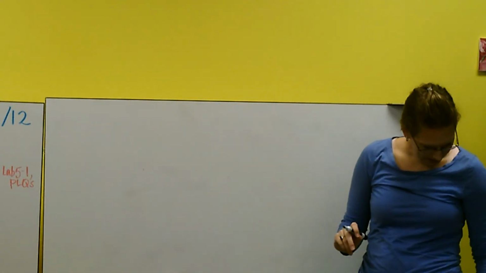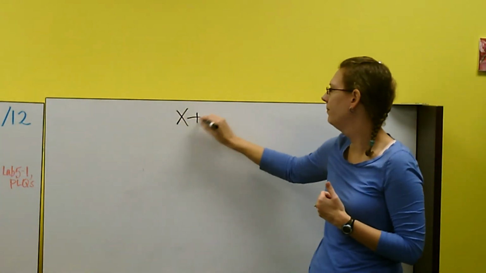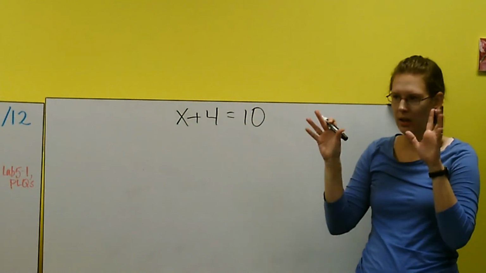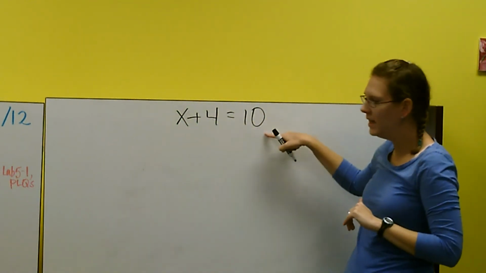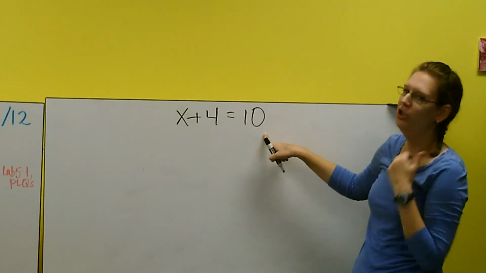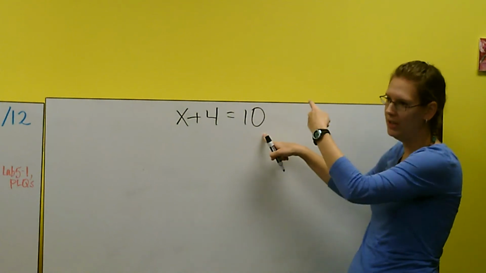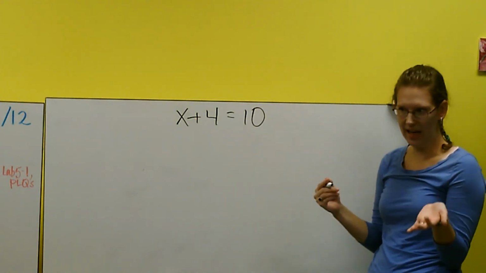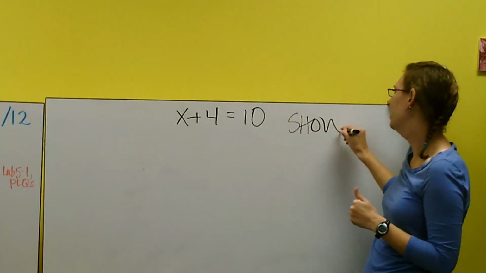Alright, I think you guys are ready for our first example. X plus 4 equals 10. For these, flashing lights, sirens going off, write this out. Show me your steps. You might already know what the answer is here, Destiny? 6. Don't just write 6. Show me your work.